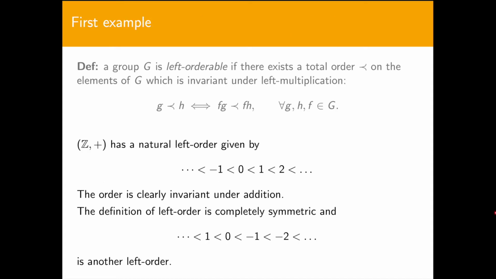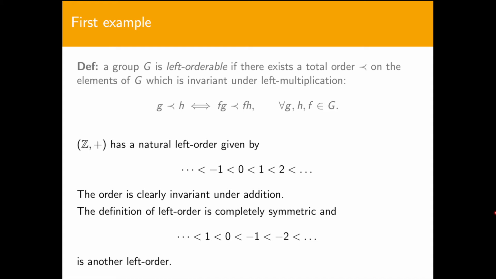So let's look at a first example of a left-orderable group. I've left the definition on top so you can follow along. The integers, with respect to addition, have a natural left order given by what you think is the natural order: minus 1 is smaller than 0, smaller than 1, smaller than 2, etc. The order is clearly invariant under addition, right? And since the definition of a left order is completely symmetric, we also have that 1 is smaller than 0, smaller than minus 1, etc.